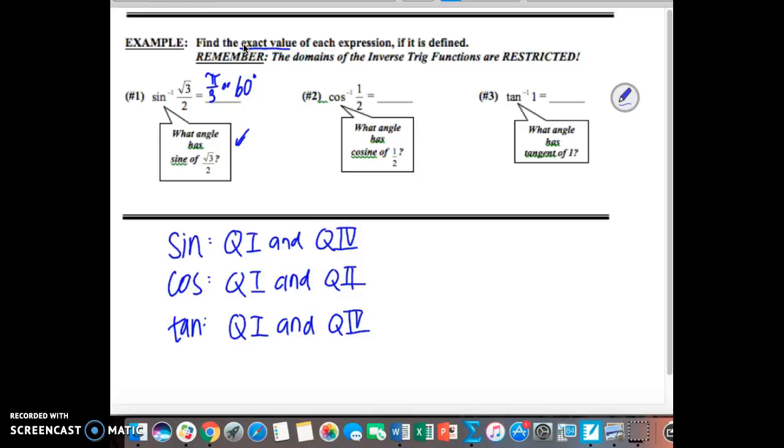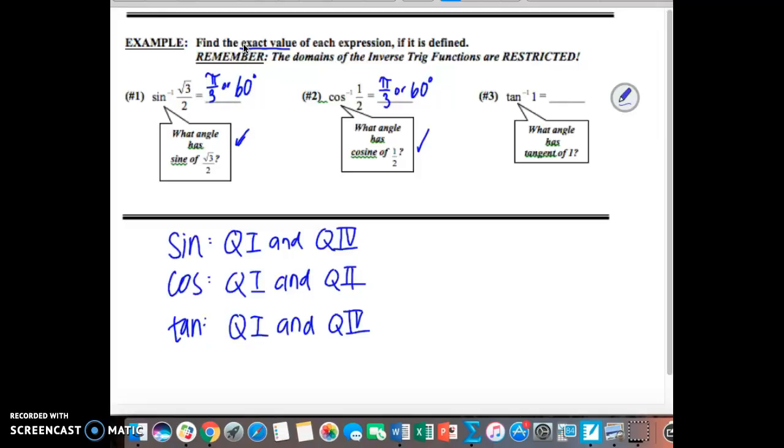Number 2 asks us the cosine inverse of 1/2. So we can ask ourselves, what angle has cosine of 1/2? This answer again is pi over 3 or 60 degrees. We can ask ourselves, is pi over 3 or 60 degrees in quadrant 1 or quadrant 2? Yes, it's in quadrant 1, so we can check ourselves off. We know number 2 is correct as well.